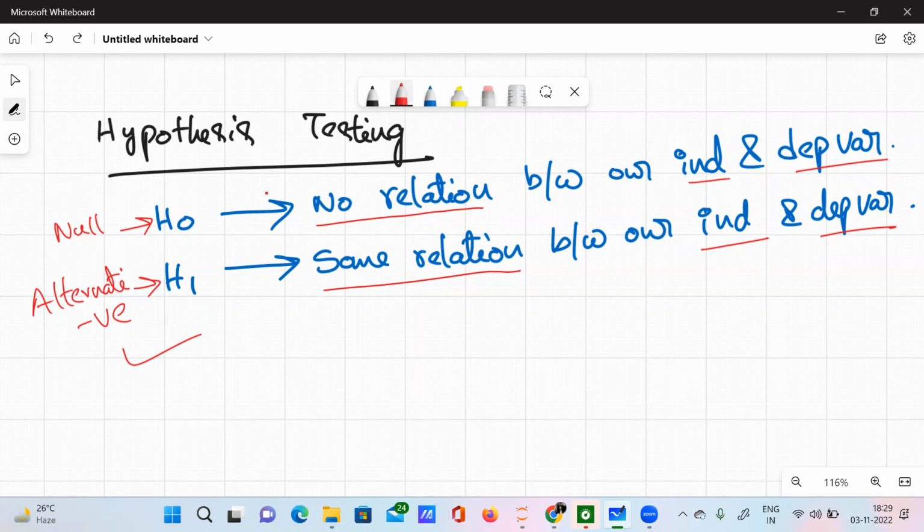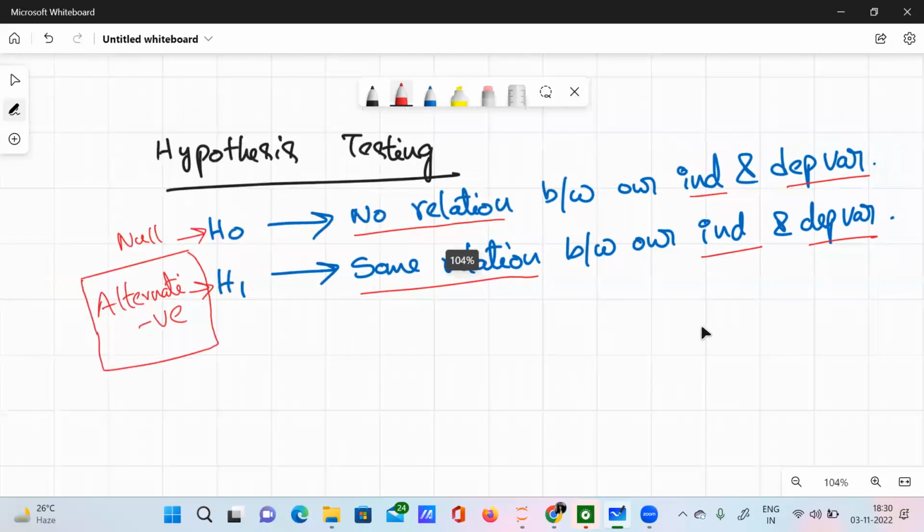But in general, the scenario would be the alternative. We always want to prove that the alternative hypothesis is true. We always want to prove this alternative hypothesis is true. If you want me to discuss that, for example, see here, I'll tell you.